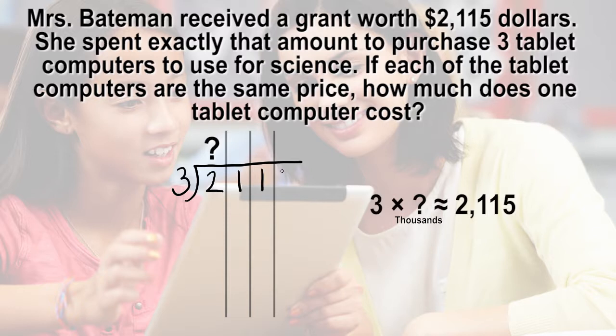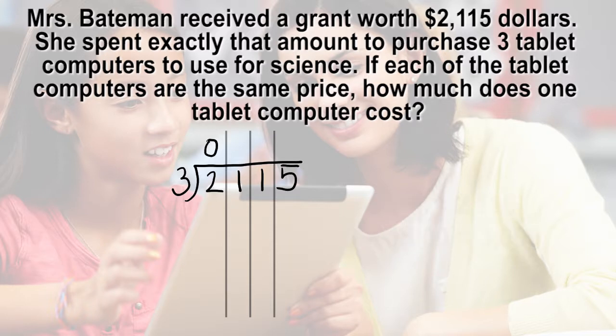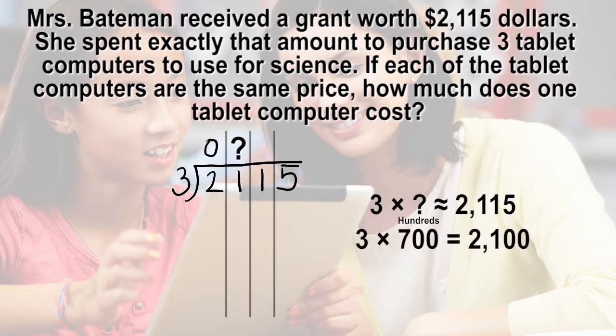3 times how many thousands is close to $2,115? 3 times 1,000 equals 3,000, which is greater than 2,115. A 0 can be placed in the thousands column because adding a 0 in the front of a number does not change the value of the quotient. 3 times how many hundreds is close to 2,115? 3 times 700 equals 2,100. Record a 7 in the hundreds column and subtract 2,100 from the dividend.